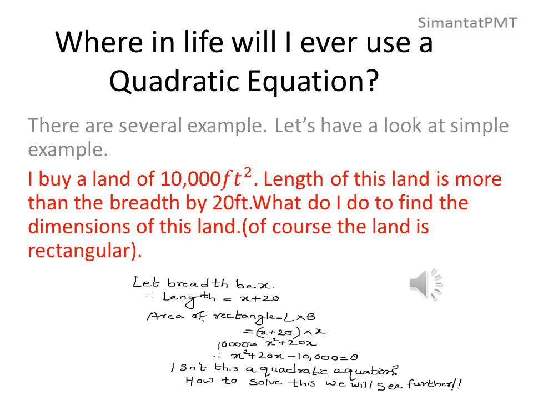Area of rectangle equal to length into breadth, which is equal to x plus 20 into x. So area we substitute as 10,000. So we get the equation as x square plus 20x minus 10,000 equal to 0. Now isn't this a quadratic equation? How to solve this? We will be seeing this further.